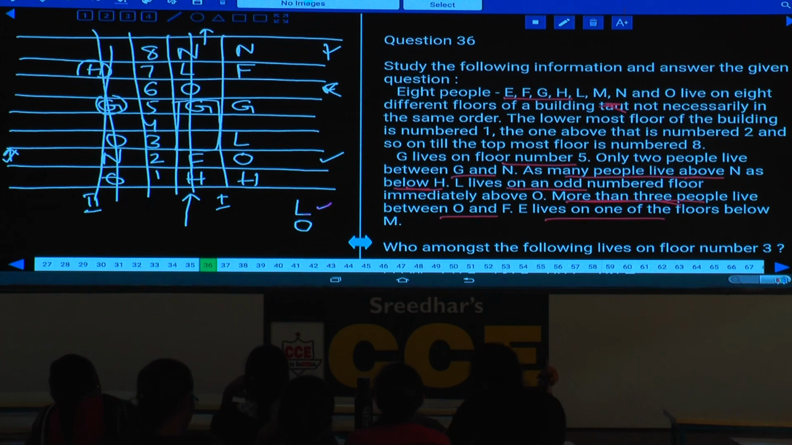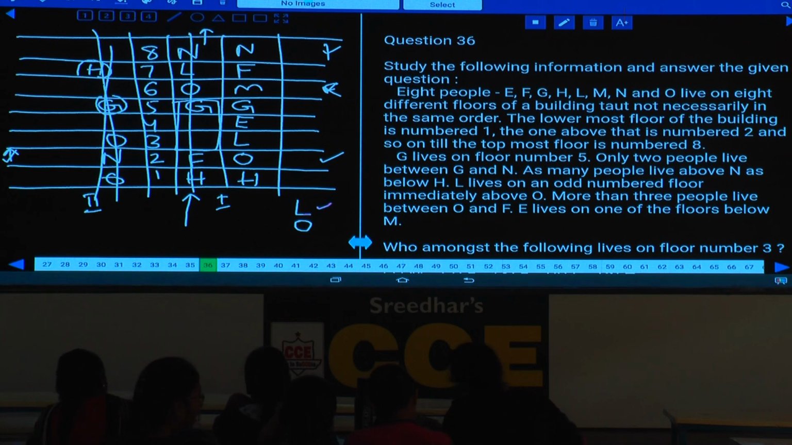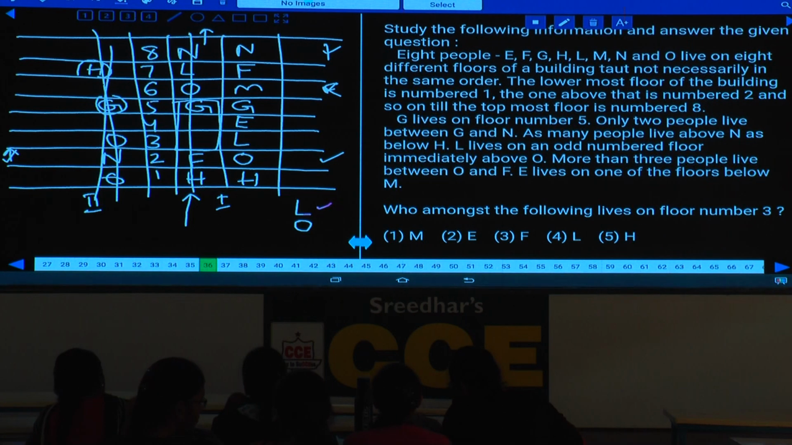E lives on one of the floors below M. E is on one of the floors below M. E is here, M will be here. Then what is the order here? N F, M G, E L, O H is the order in which these 8 persons are staying on 8 different floors in a building.